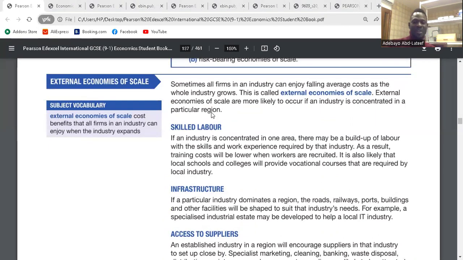We'll go to external economies of scale. For external economies of scale, it implies that as the industry becomes larger, the firms in the industry start witnessing a reduction in their average cost of production. Do you get it? The first one is, as a firm becomes large, it starts witnessing reduction in average cost. That is internal. For external, it means as the industry itself becomes larger, firms in the industry start witnessing economies of scale.